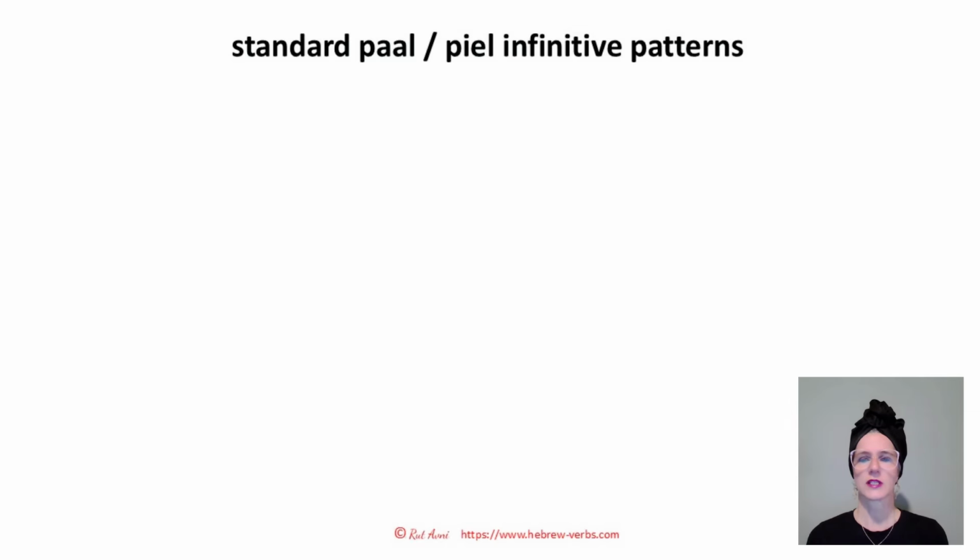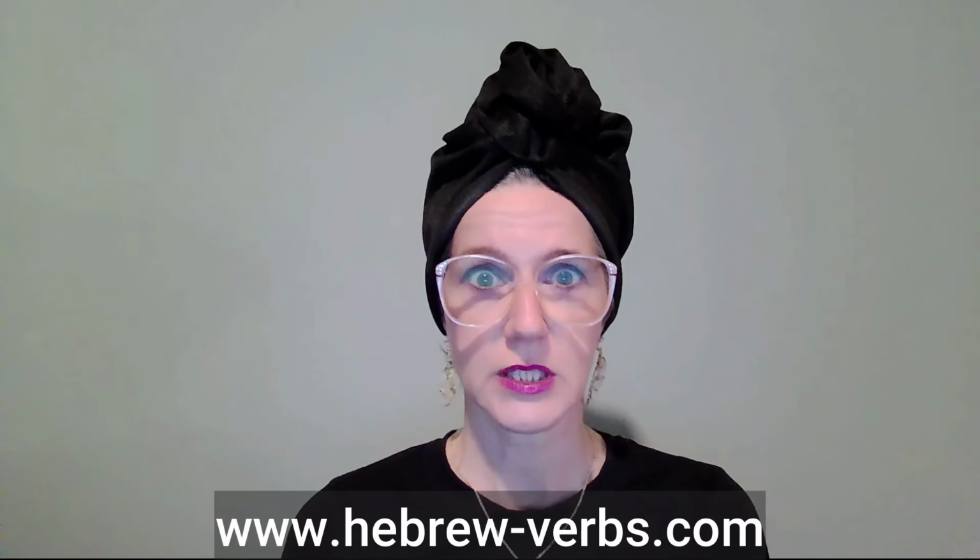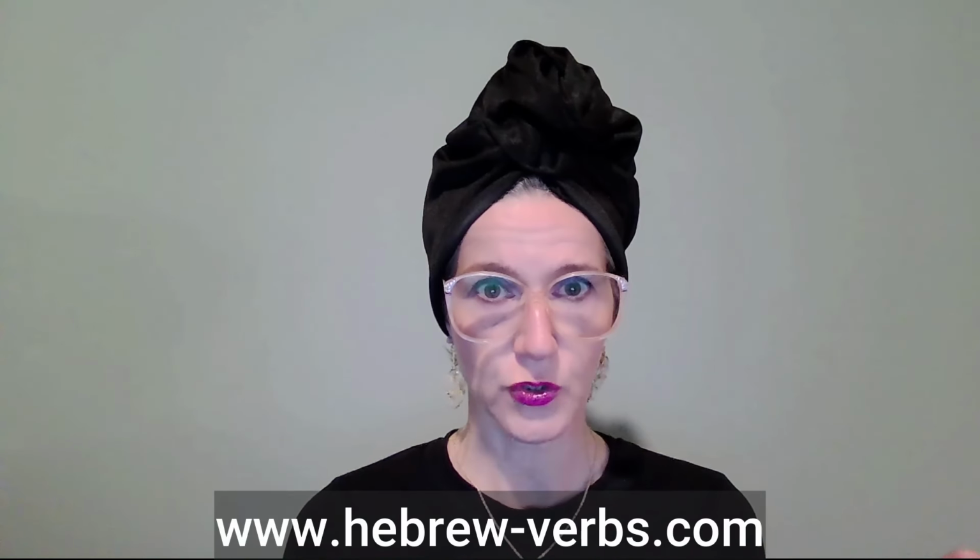Okay, standard patterns. We start like this. This is a root. Okay, and now we want to make a Paal infinitive. How do we do that? We put a lamet in front and a vav between the second and the third letter. Now that is super hyper standard, right? If this is new to you, I'm not judging, and there is help out there. So if this is new to you, this is the most basic thing you have to learn to get into Hebrew verbs.